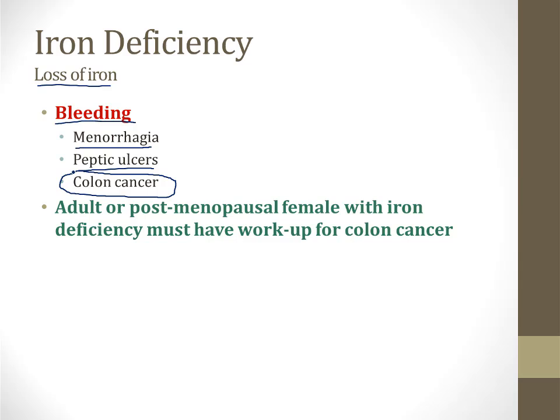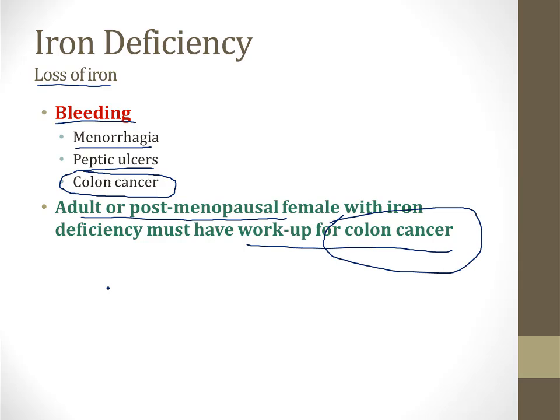This leads me to one of the most important points in this module, both for the boards and for real life, and that is that any adult or postmenopausal female with iron deficiency must have a workup for colon cancer. This is a classic board question and also comes up in real life. Patients who present with unexplained iron deficiency anemia need to have a workup for a potential occult malignancy that is causing them to lose blood.